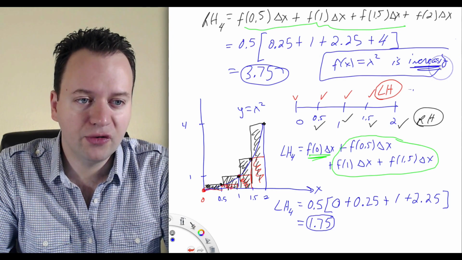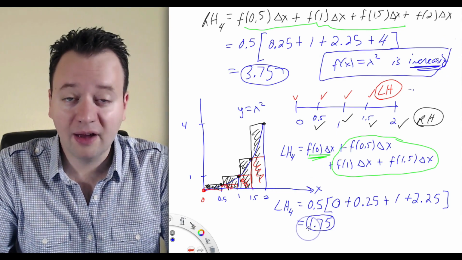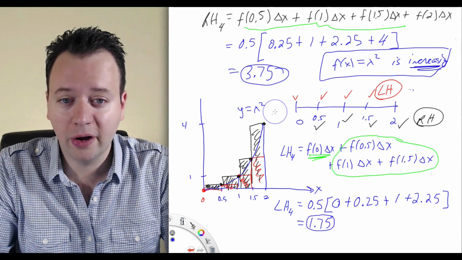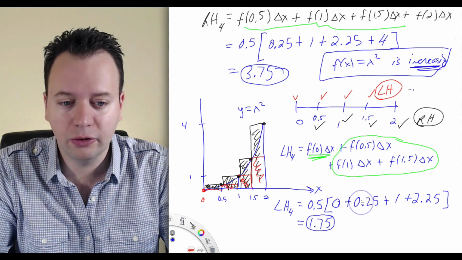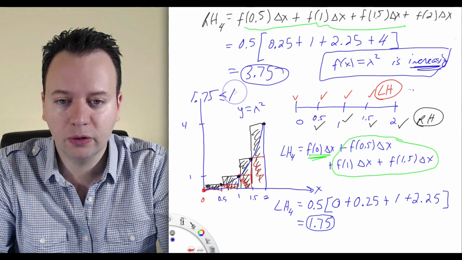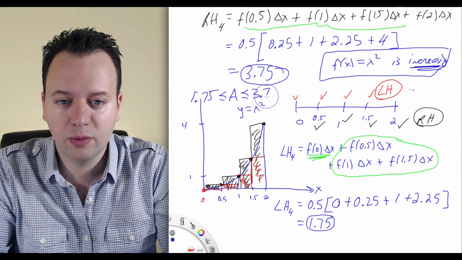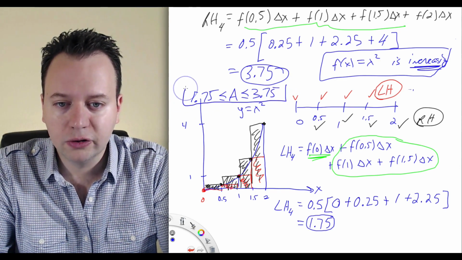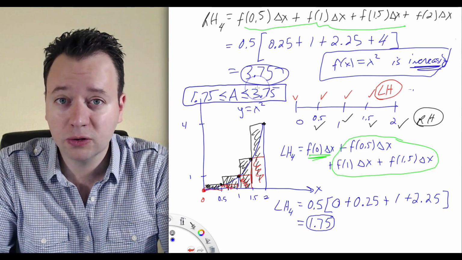Because it's an increasing function, the left-hand Riemann sum is less than the true area, and the right-hand Riemann sum is greater than the true area. That means that 1.75 is less than or equal to the true area, which is less than or equal to 3.75. So the true area is in between those two estimates.